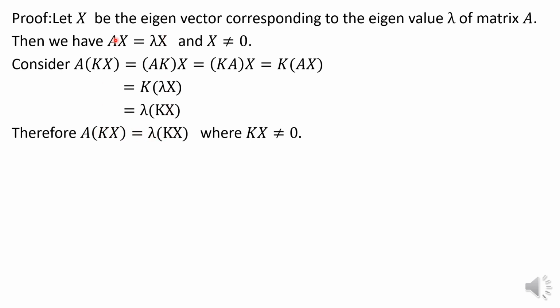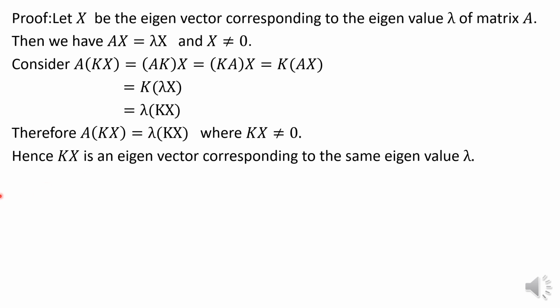The only different thing is, in place of x, here we have kx. Therefore, just as there we say x is the eigenvector, here we say kx is the eigenvector corresponding to the eigenvalue lambda. x is the eigenvector corresponding to the eigenvalue lambda, and in the same way kx is an eigenvector corresponding to the same eigenvalue lambda.